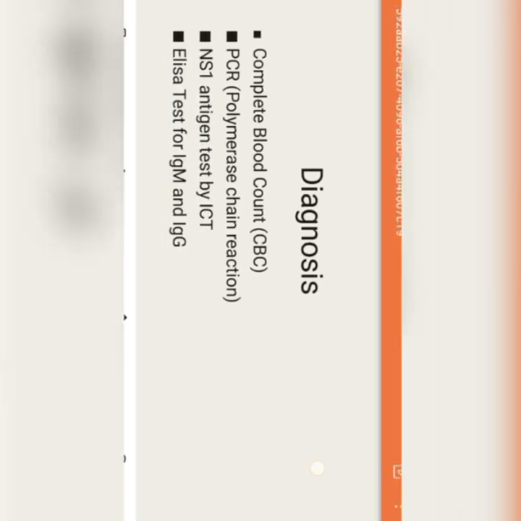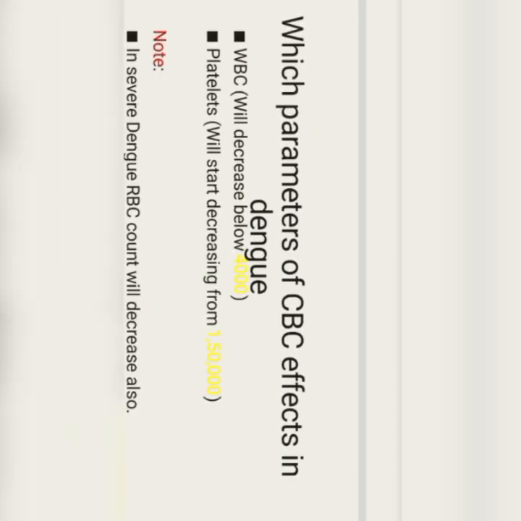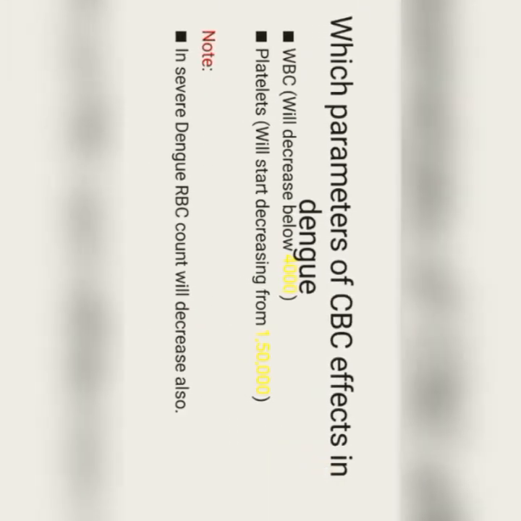Diagnosis. How can we diagnose a dengue patient or dengue disease? We can diagnose this specific disease through PCR, NS1 antigen test by ICT, and ELISA test for IgM and IgG. It is explained in the following slides.